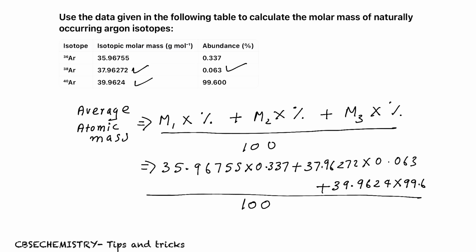Okay, on calculating, you will get 39.9478 gram per mole. 39.9478, and that is the final answer. That is the average molar mass of argon. Hope all of you understand.